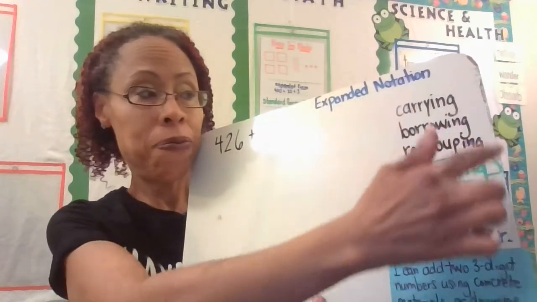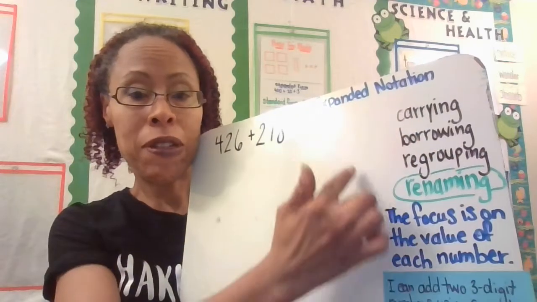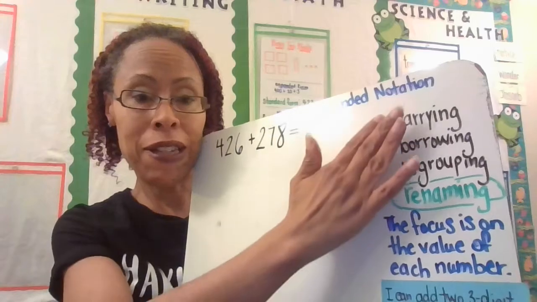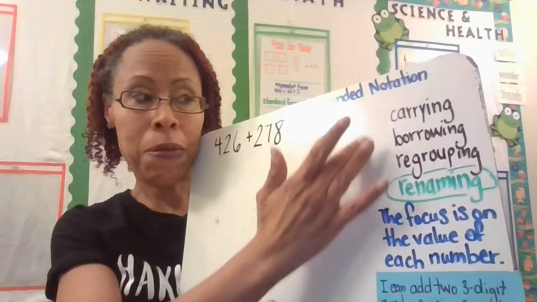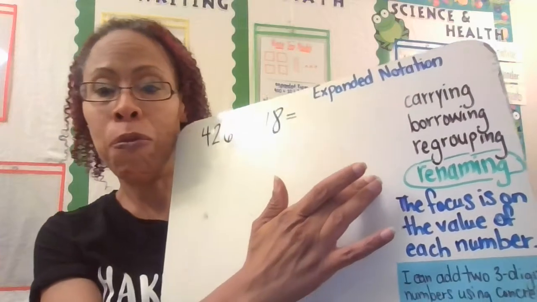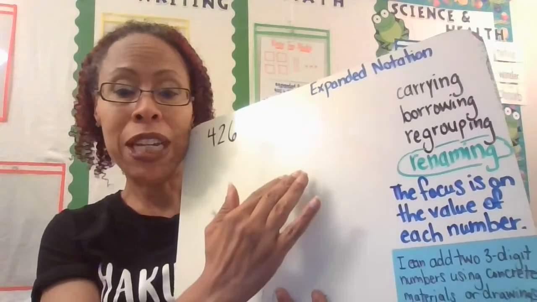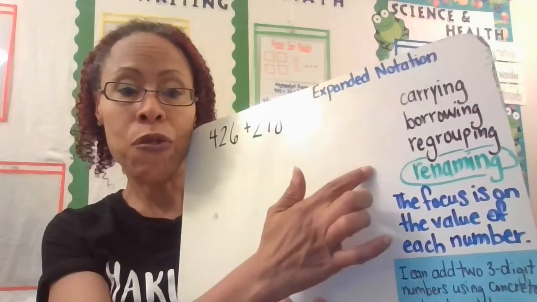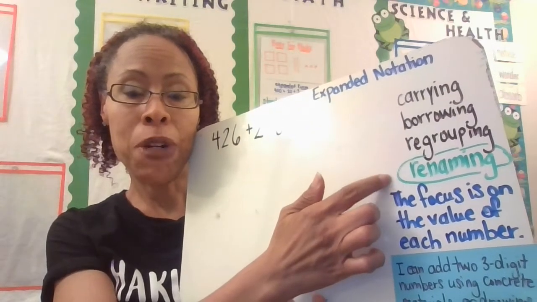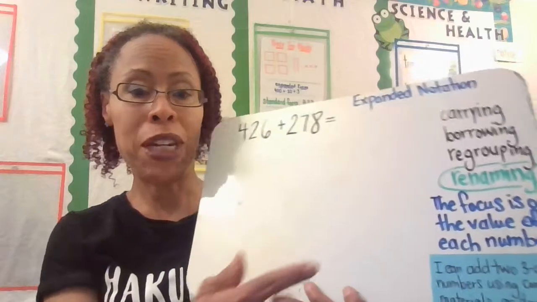So these are almost synonyms. They're very similar. It's just throughout our history, we've changed the name, and now we're using the name renaming. And when we're renaming, the focus is on the value of each digit or each number. So we're going to primarily use this term, renaming.